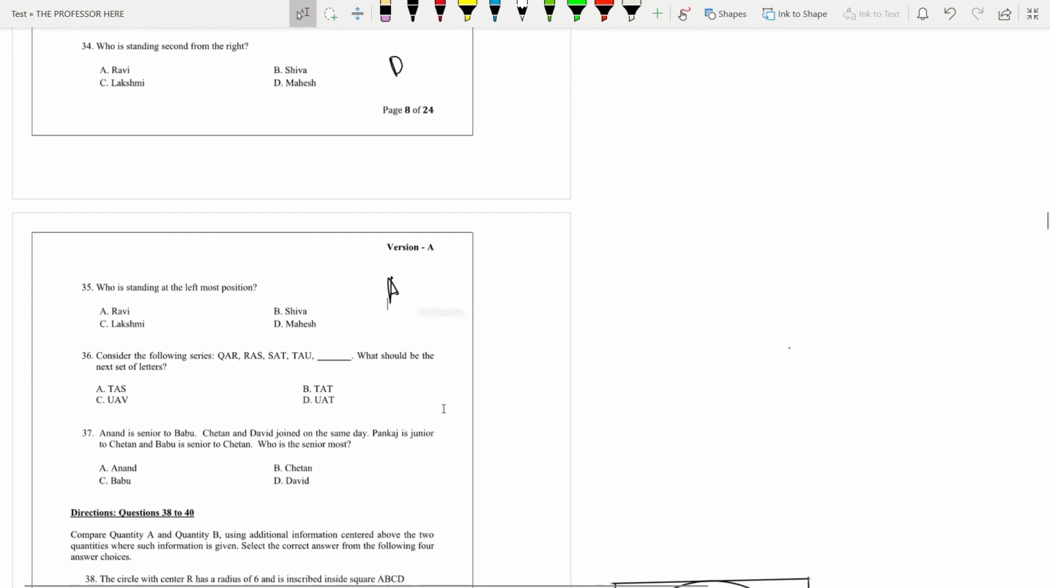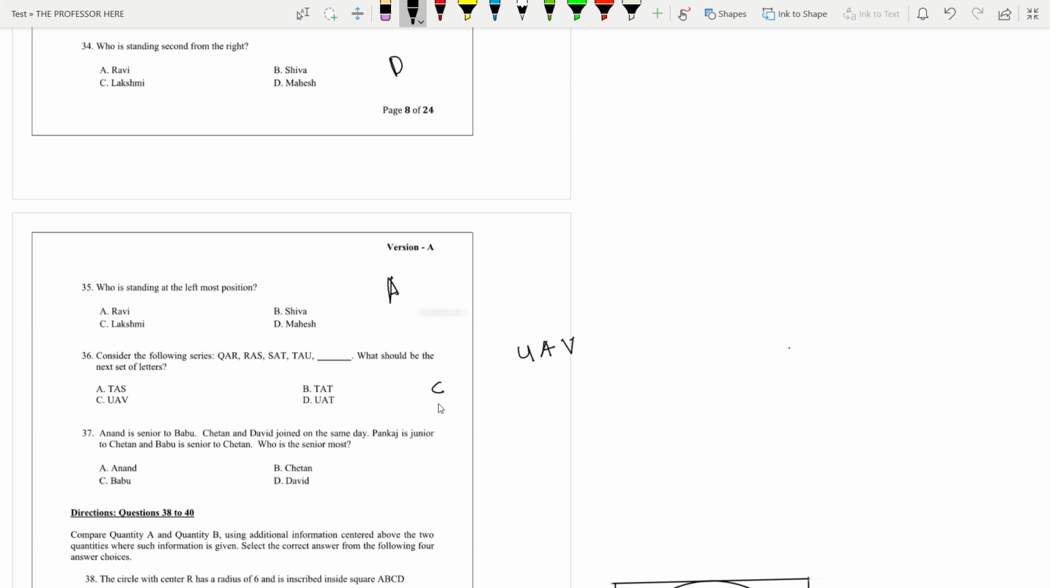Question number 36. Consider the following series. What should be the next set of letters? It starts from Q, goes to R, S, T, Q, R, S, T. So the next letter should be T, U. The second letter remains constant, which is A. The third letter is R, S, T, U, and it should become V. U, A, V. Option C is the answer.